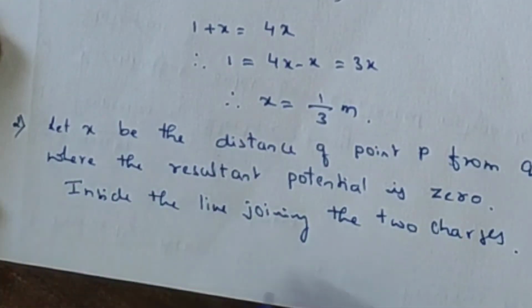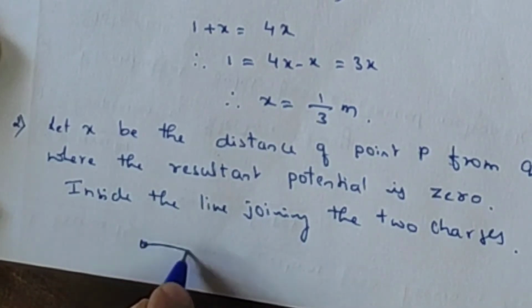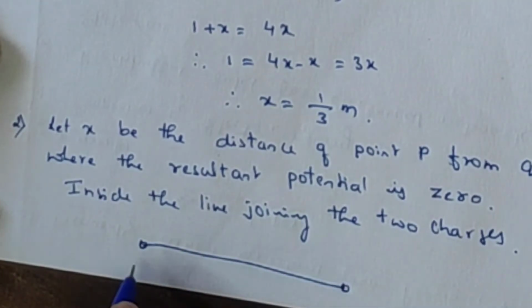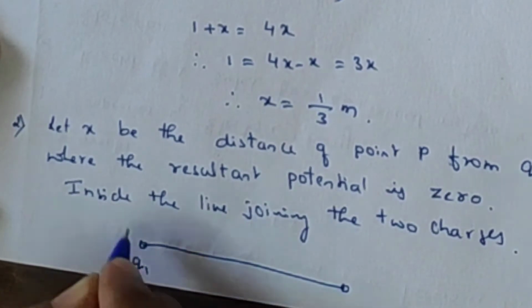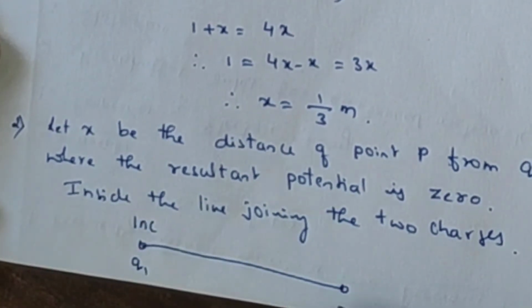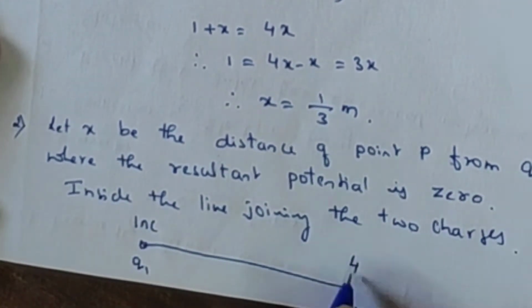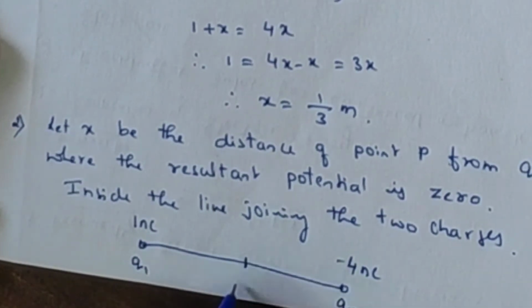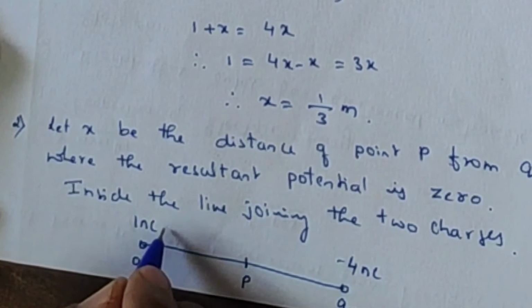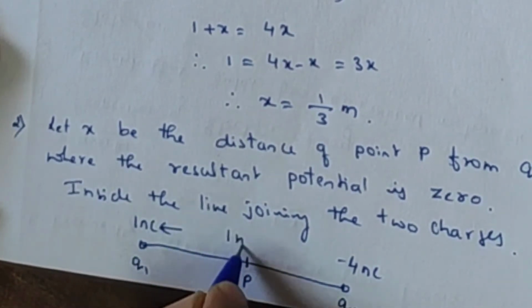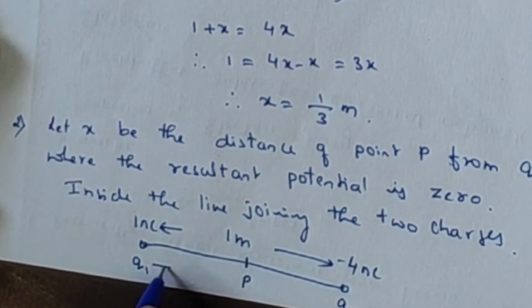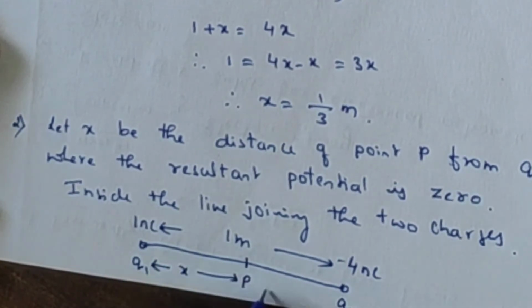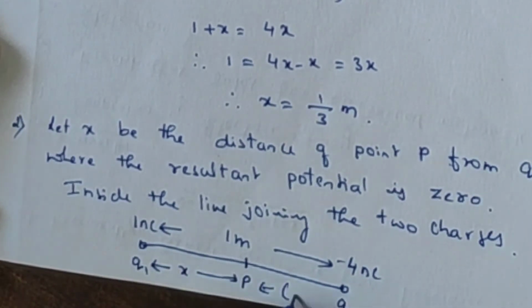Now look into this one. Okay, this is Q1 we are taking, it's 1 nanocoulomb. This is Q2, it is minus 4 nanocoulomb. This is the point P we are considering. From here to here the distance is 1 meter. So Q1 to this point is x. The remaining is 1 minus x we are considering.